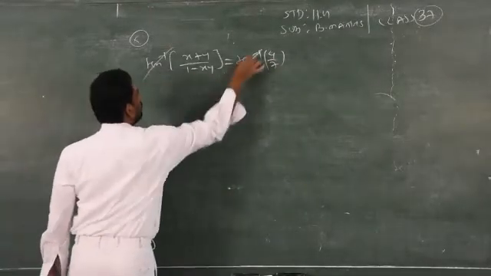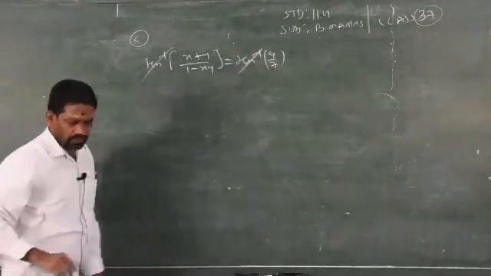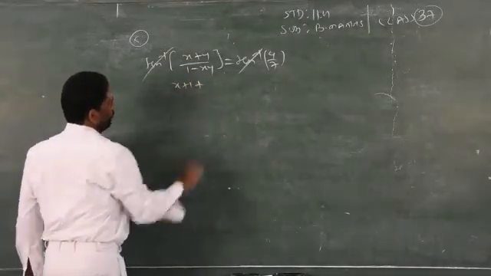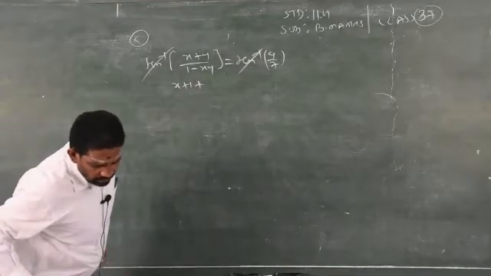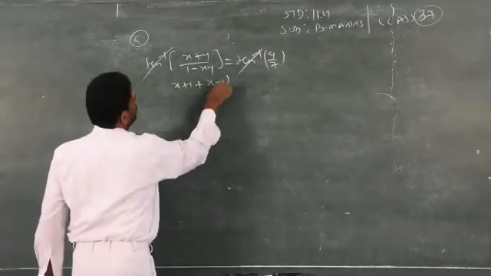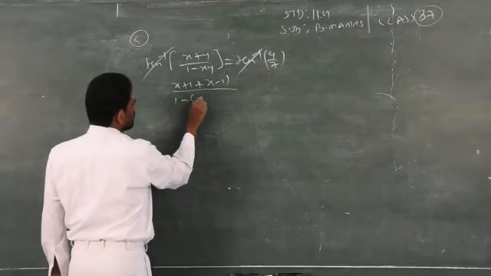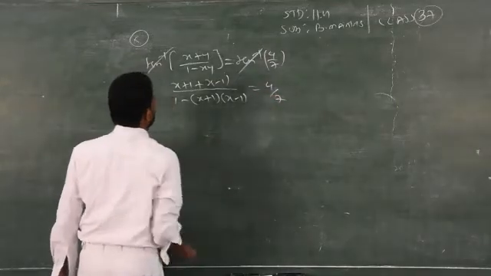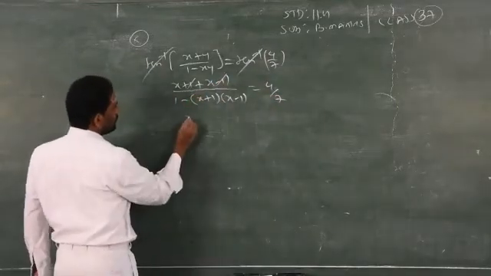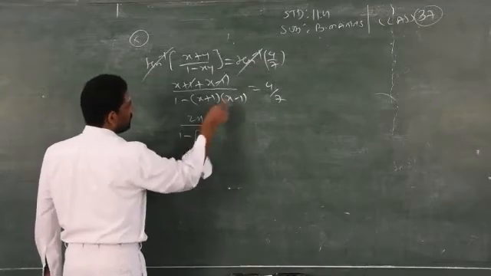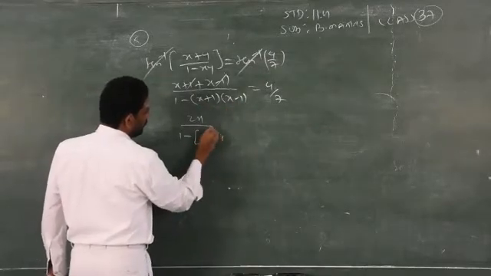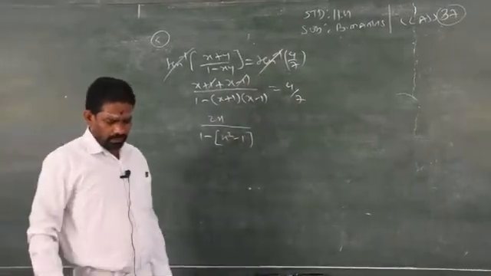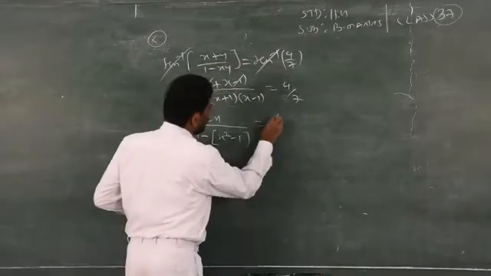So both sides tan inverse get cancelled. In the place of x, what is given here? x plus 1. In the place of y, it is given x minus 1, by 1 minus x plus 1 into x minus 1 is equal to 4 by 7. Plus minus get cancelled, so you will get 2x by 1 minus... Simplify this one, you will get x square minus 1. a plus b into a minus b leads to a square minus b square.